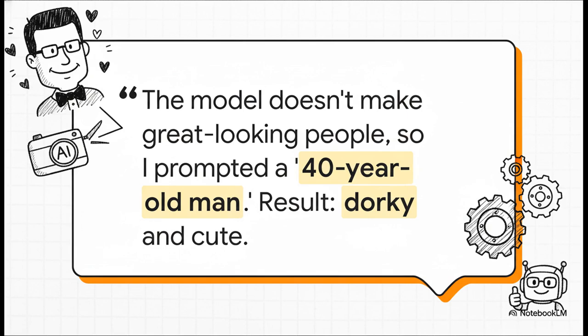Now, we should also be realistic here for a moment. The source material is honest about the fact that the model doesn't always create super photorealistic people right out of the box. But this highlights a fantastic pro tip. When one prompt wasn't working, the creator just changed it to a 40-year-old man, and the result was described as dorky and cute. It's a perfect reminder that being a creative prompter is still a super important skill.